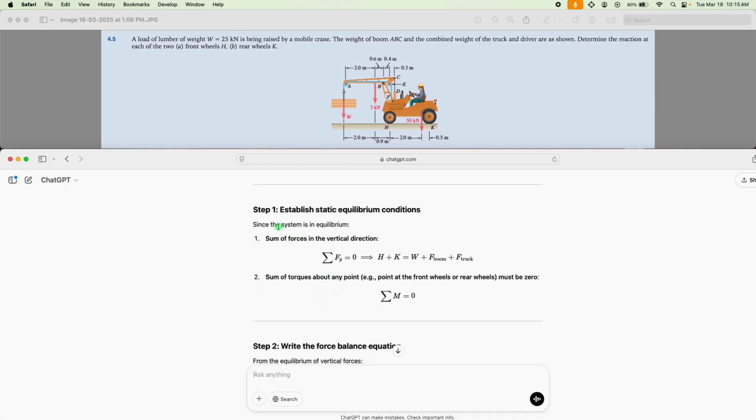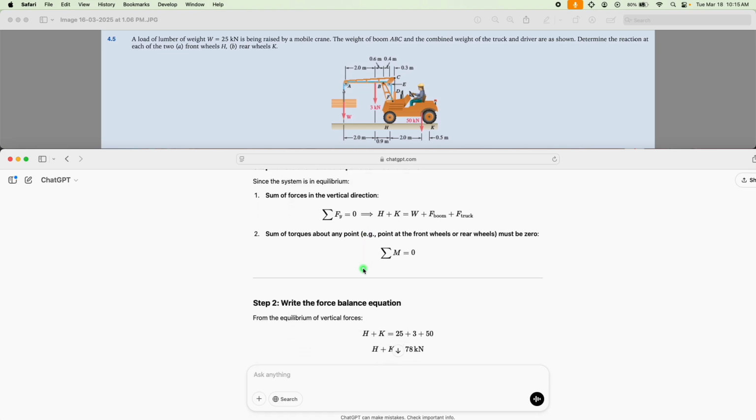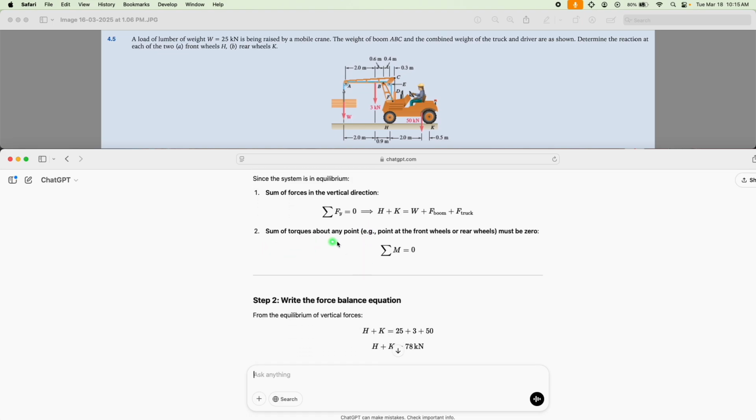Step 1, establish static equilibrium conditions. Sum of forces in vertical direction, sum of Fy equals 0. So we have H plus K equals weight plus F boom plus F truck. All right, so we've got the upward forces at H and K must balance the three downward forces, W, the 3 kilonewtons, and the 50 kilonewtons. So far, so good. Sum of torques about any point must equal 0.